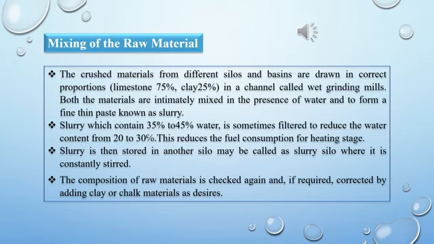Slurry, which contains 35 to 45% water, is sometimes filtered to reduce the water content to 20 to 30%. This reduces the fuel consumption of heating storage. Slurry is then stored in another silo, maybe called a slurry silo, where it is constantly stirred. The composition of raw materials is checked again and, if required, corrected by adding clay or chalk materials as desired.